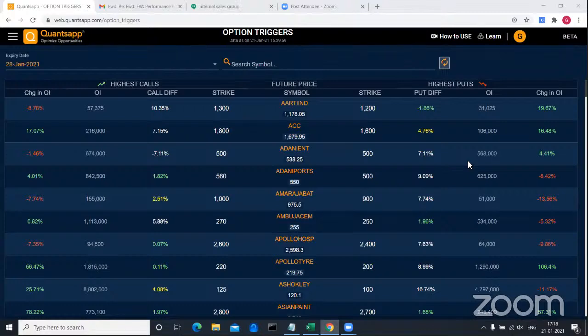Okay, and it also shows highest call and put writers. Okay, so I'll start. So I'll take this part. So option trigger is basically telling me which stocks are trading nearby to their highest call and highest put, and there's a reason for looking into it.